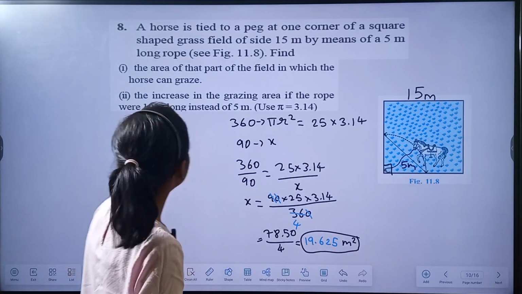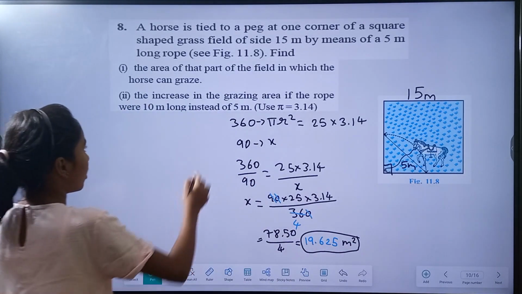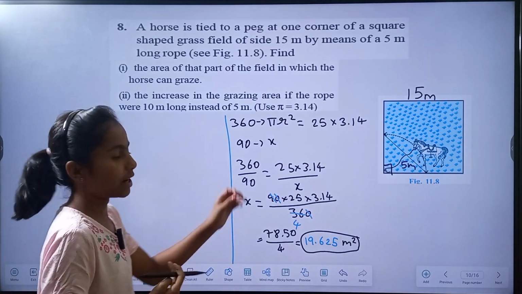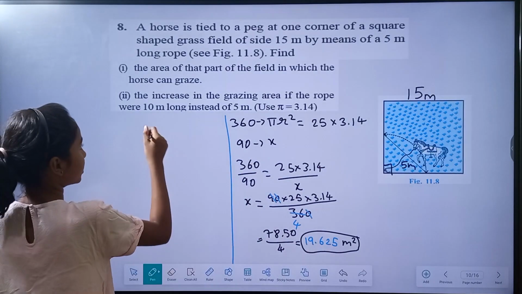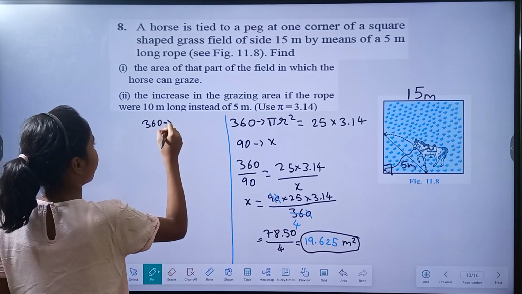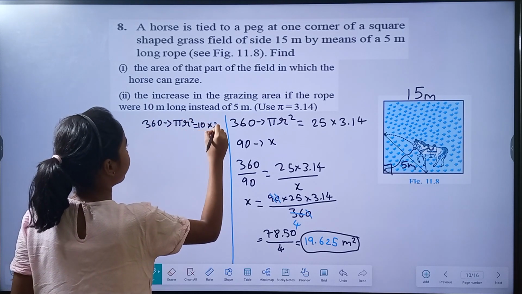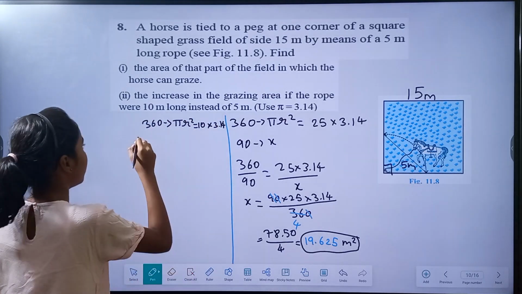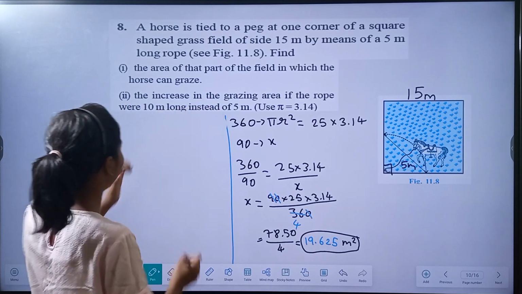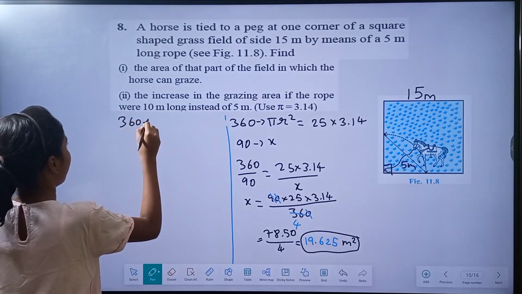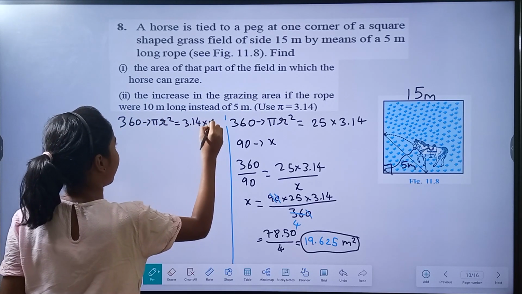19.625 meter square. Second part, the increase in the grazing area if the rope were 10 meters long instead. So they're asking if the radius is not 5 meters, it is 10 meters, the sector area. So again 360, pi r square, which is equal to 3.14 into 10 square.